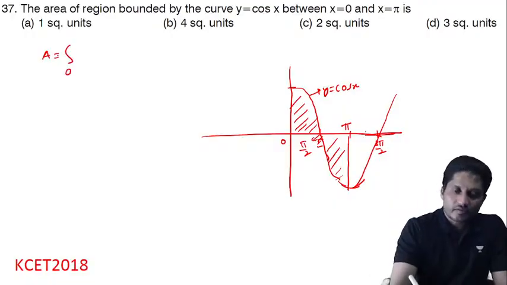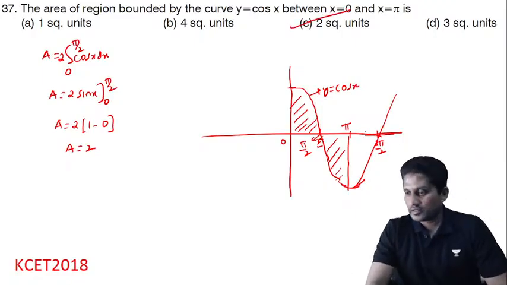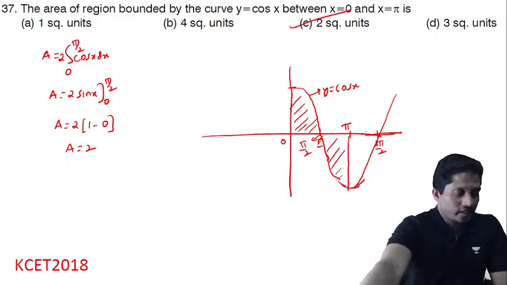Area is equal to 2 times integration of cos x dx in the limits 0 to pi by 2. Area is equal to 2 times sin x in the limits 0 to pi by 2, so 2 times sin 90 minus sin 0. Area will be equal to 2 square units. Answer is option C. Okay, let's move to the next question.